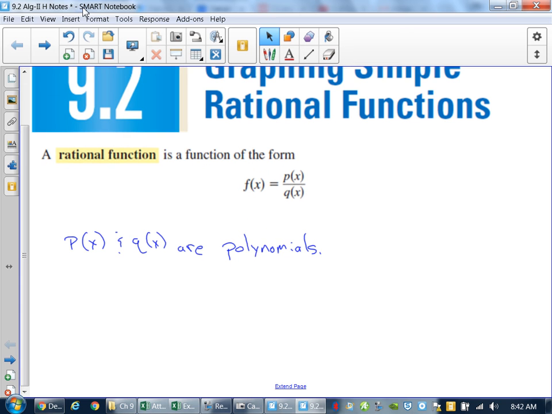The way that it's worded is that you've got p of x and q of x. Those are just polynomial functions. That's it. Those are just plain old polynomial functions. And it's one divided by the other. And what we're going to be able to do is identify a bunch of parts from within those polynomials.